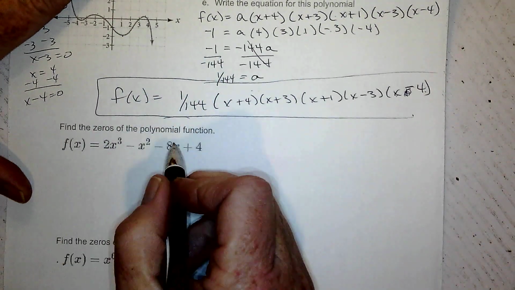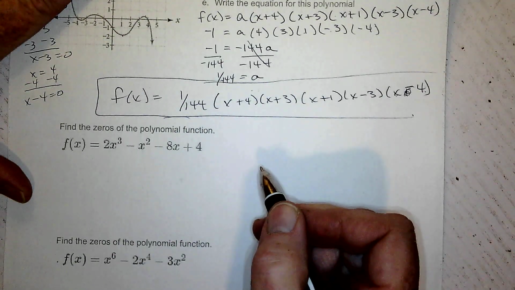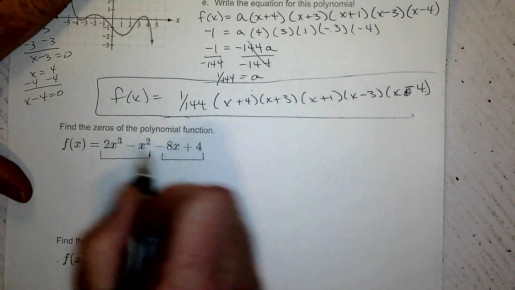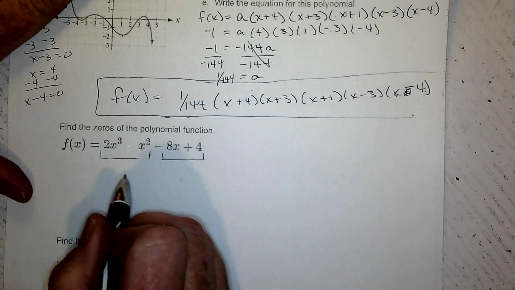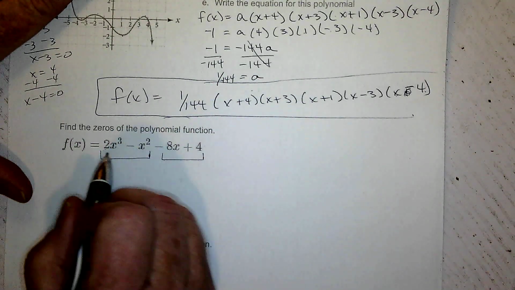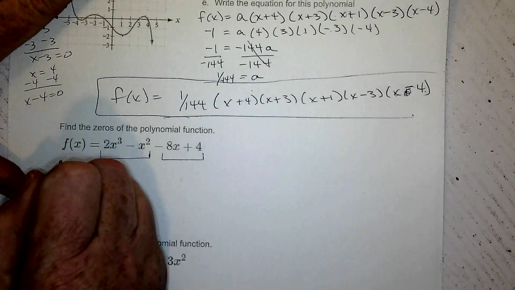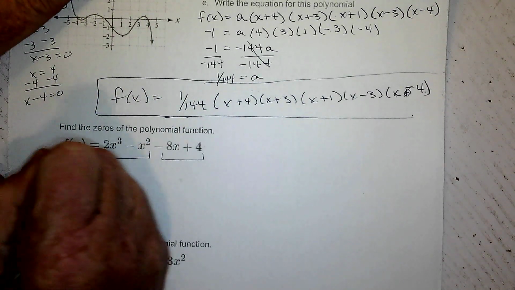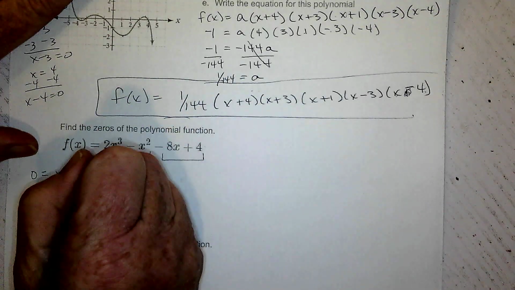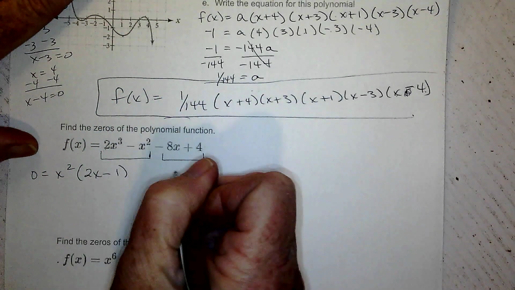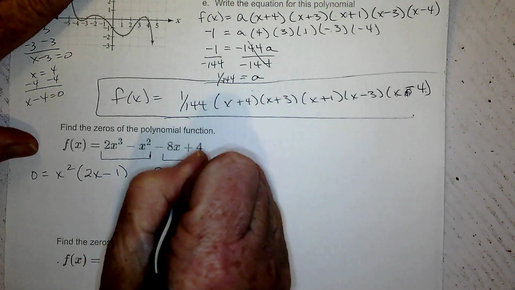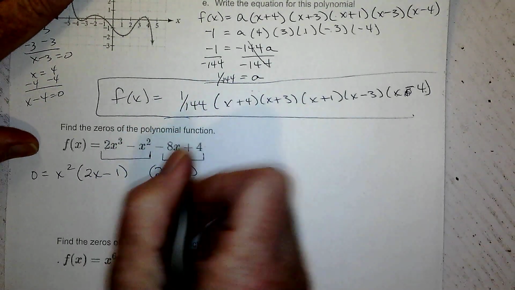All right, find the zeros of the polynomial function. Okay, well, I've got 4 terms, so I always make sure they're highest to lowest in their exponents, and then I look at the first two terms to see what I can factor out. And I can factor out an x squared. So 0 equals x squared, because we're finding our zeros. This leaves me with 2x minus 1. To make this one look like 2x minus 1, I would need to factor out a negative 2.